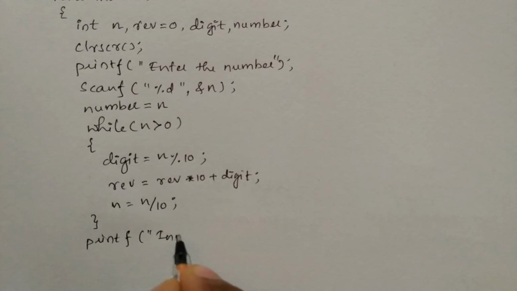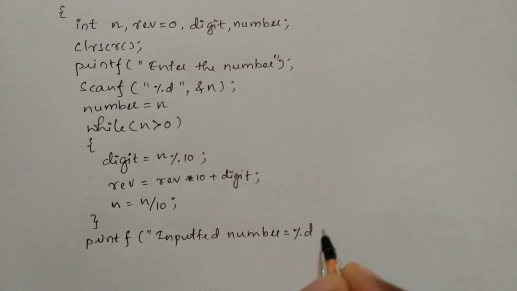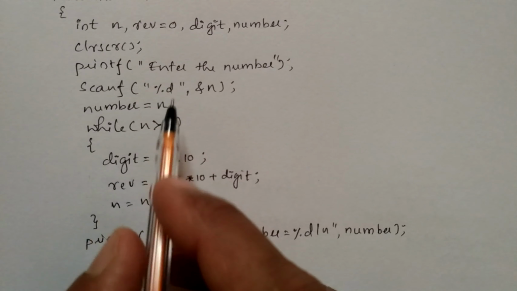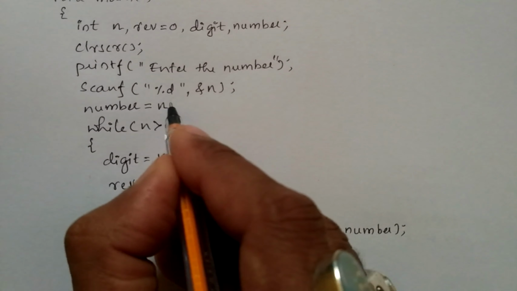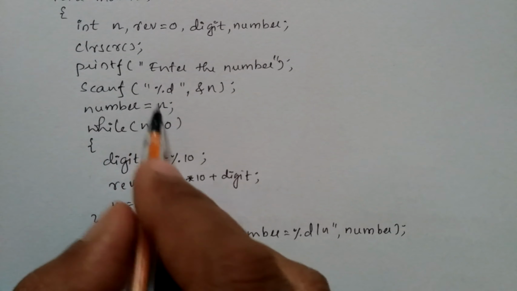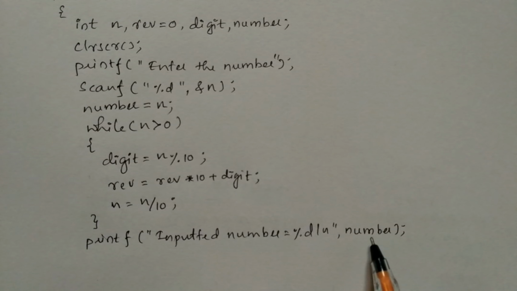I'm going to write "inputted number is equal to %d backslash n" and close the double quotation mark, and number. So here number is holding the actual value. Okay, so put a semicolon here. So the actual value inserted by the user is in turn equated to number, that is the original value.